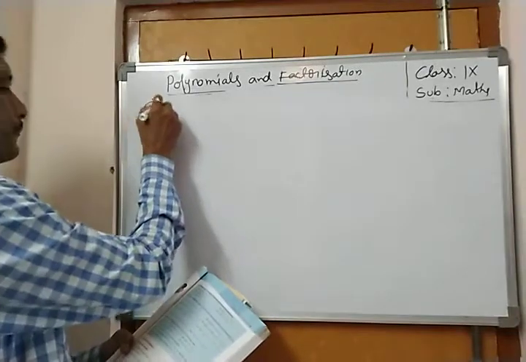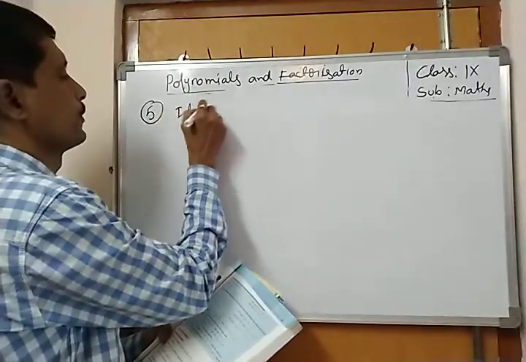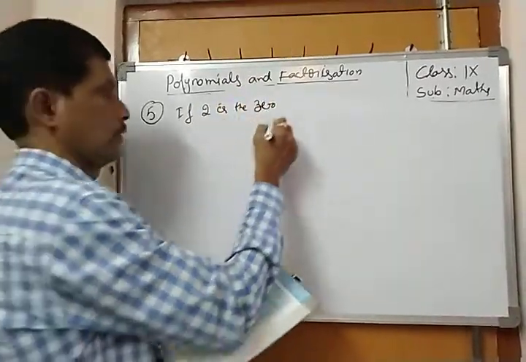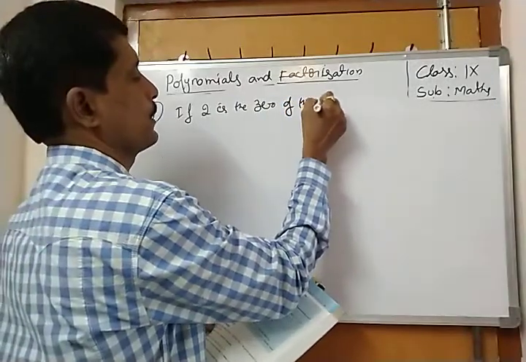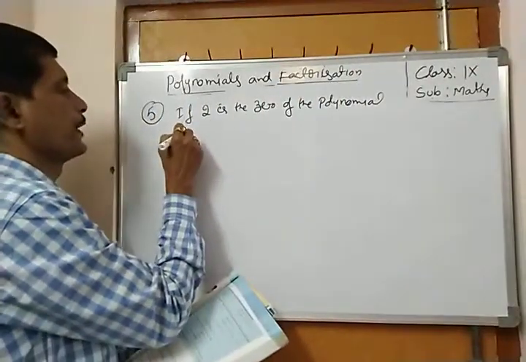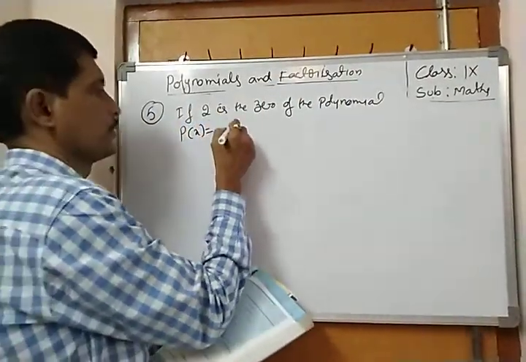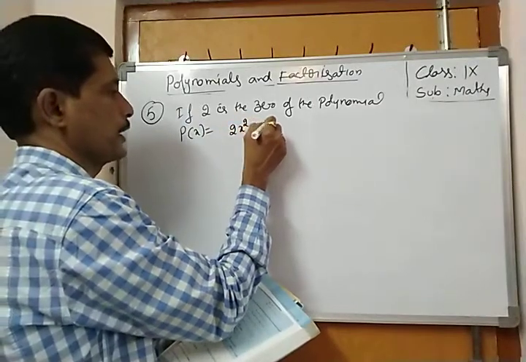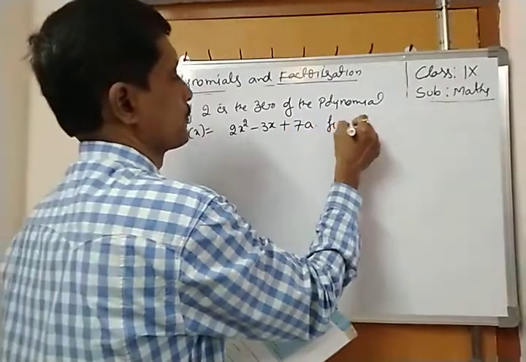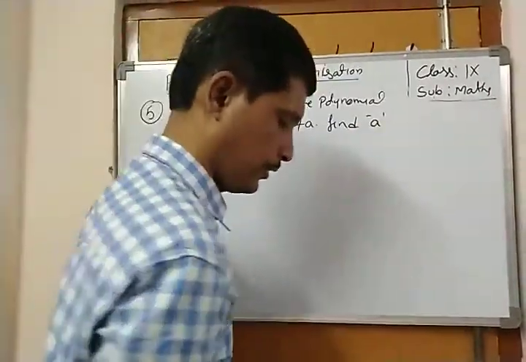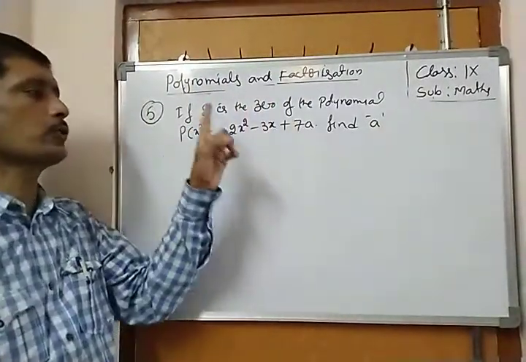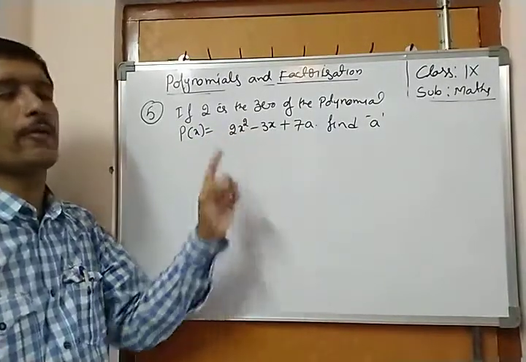Here, fifth one. If 2 is the 0 of the polynomial, p of x equals 2x square minus 3x plus 7a, find the value of a. See, if 2 is the 0 of the polynomial, f of x equals 2x square minus 3x plus 7a, find the value of a.